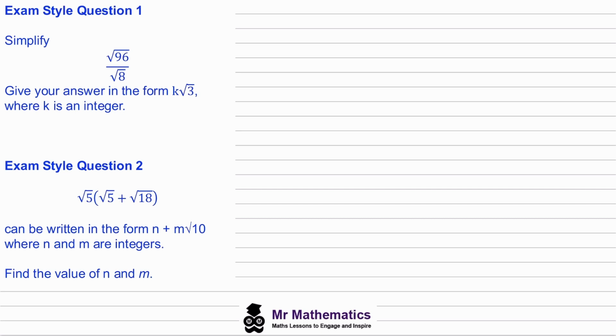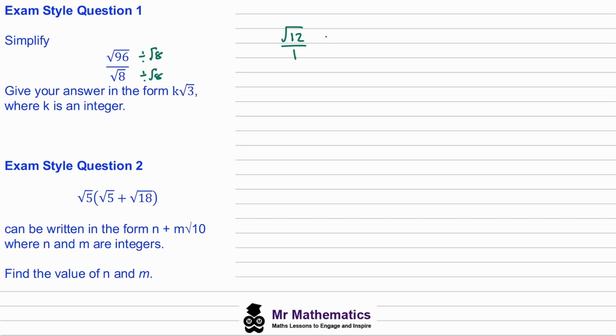So welcome back if you had a go. So for our first question, we can see that the square root of 96 and the root of 8 are both divisible by root 8. So we can simplify this fraction by dividing both by root 8. So for our numerator, we get the square root of 96 divided by 8, which is 12. And for our denominator, root 8 divided by itself will give us 1.